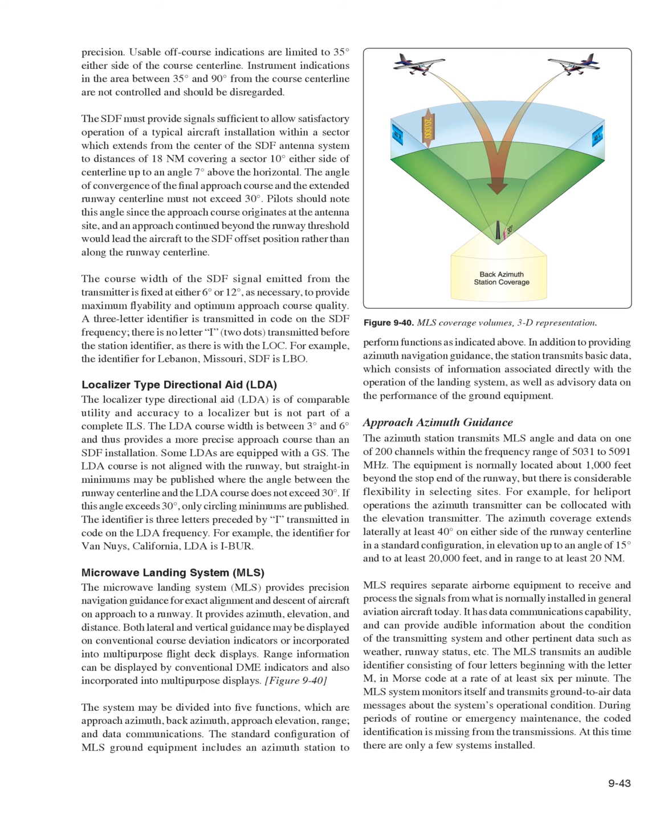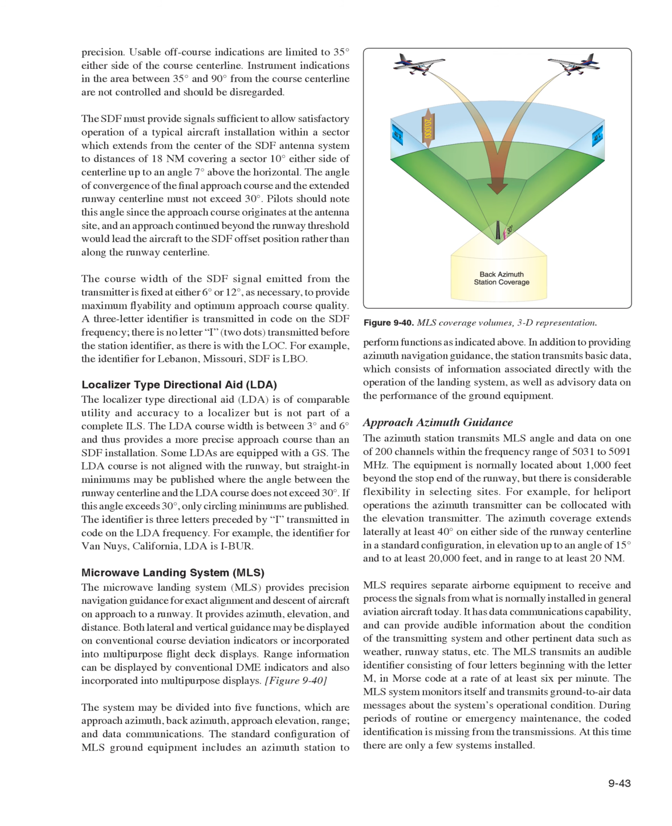It has data communications capability, and can provide audible information about the condition of the transmitting system and other pertinent data such as weather, runway status, etc. The MLS transmits an audible identifier consisting of 4 letters beginning with the letter M, in Morse code at a rate of at least 6 per minute.